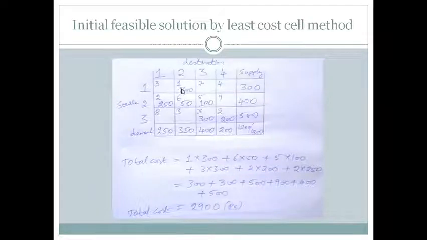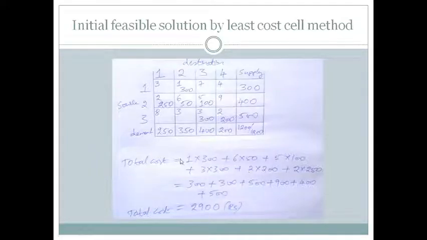So 1 and the corresponding supply demand value is 300, 2 and 250, 6 and 50, 5 and 100, 3 and 300, 2 and 200. Now if I try to find the total cost of applying this algorithm, it is 1 into 300 plus 6 into 50, 5 into 100, 3 into 300, 2 into 200 plus 2 into 250. So the total cost finally is rupees 2900.